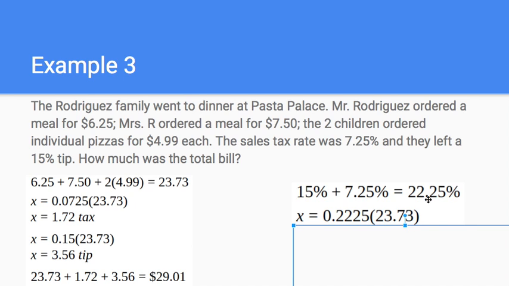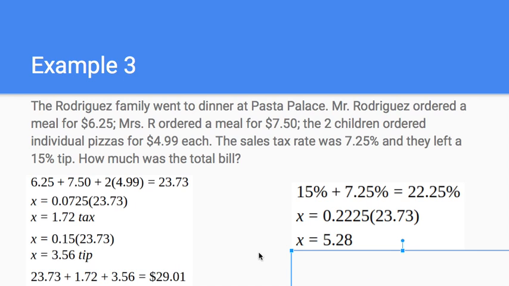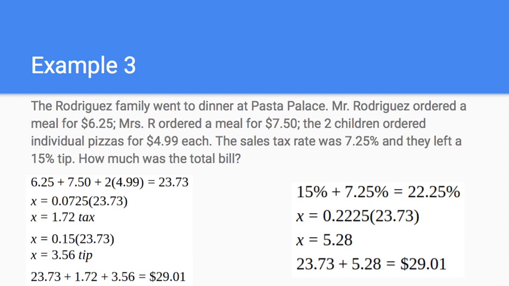So 22.25%, move my decimal 2 places to the left, 0.2225 times 23.73. That gives me a cost of $5.28. So it's $5.28 added onto their bill. Well, add $5.28 to $23.73, you get $29.01. So you get the same answer both ways. That's a method that you might want to choose, that you maybe might use to help you out there.